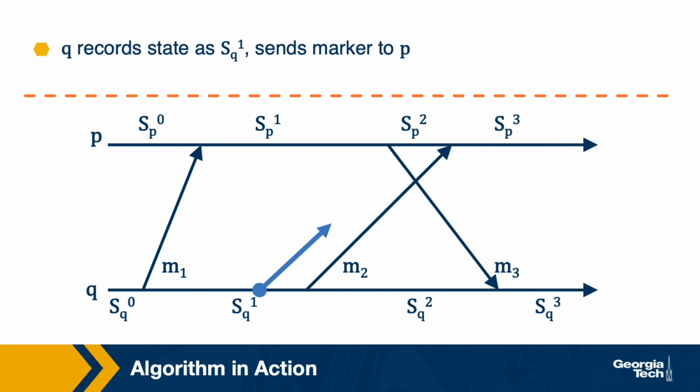Let's start with some point. Let's assume we are observing the system and we want to capture its snapshot. And the first thing we observe is some state of Q that corresponds to this event SQ1. Let's mark that point. So we observe this state, we record it, and then we send a special marker message to the other processes in the system, in this case to process P.